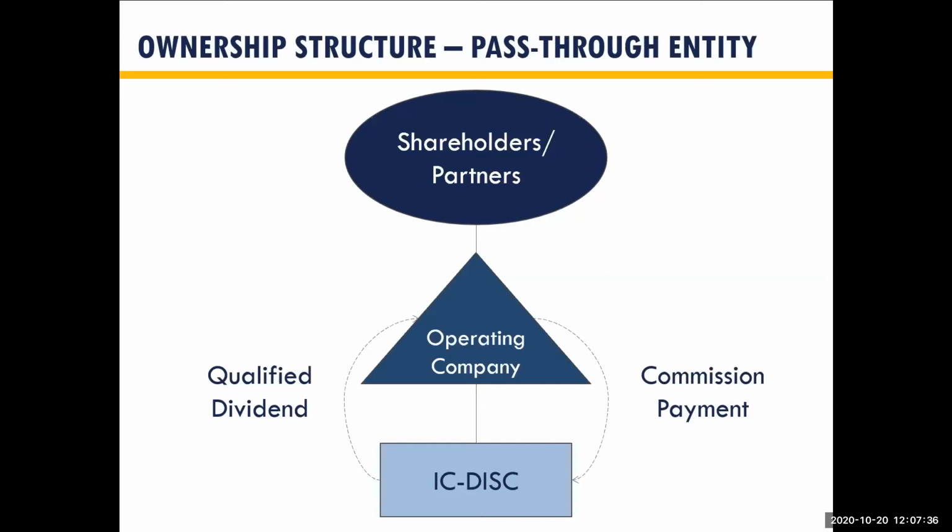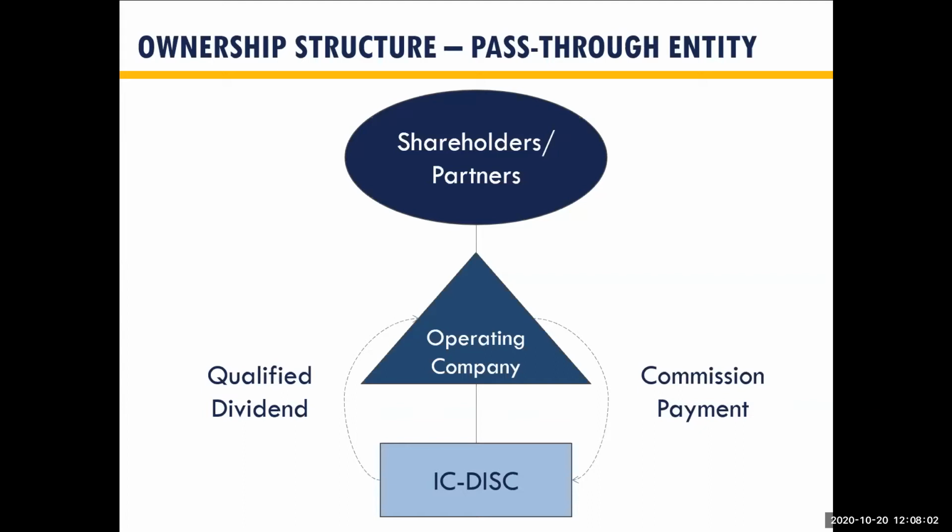So you get the ordinary expense tax benefit at the operating company level. The IC-DISC, as long as it has a valid election in place, is a tax-exempt entity for federal tax purposes. So it does not pay any income tax on that commission that it receives. The IC-DISC then pays the commission out as a dividend back to the operating company, and that's picked up as qualified dividend income at the operating company level.